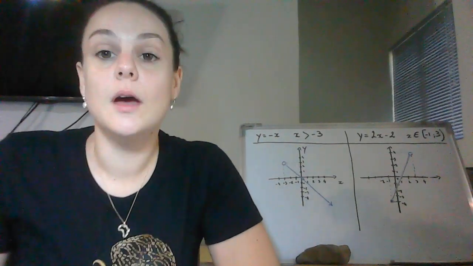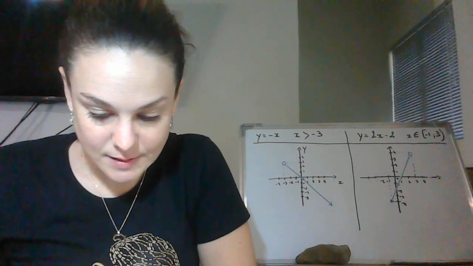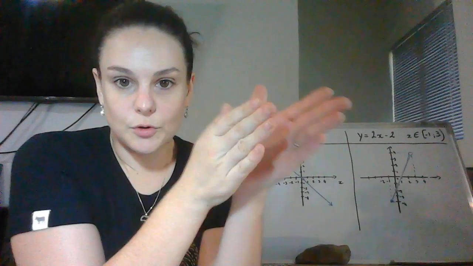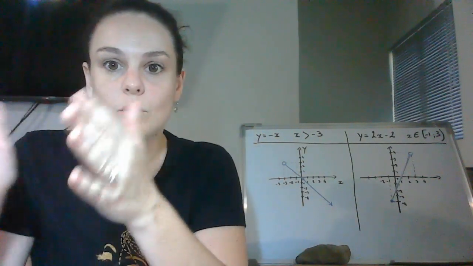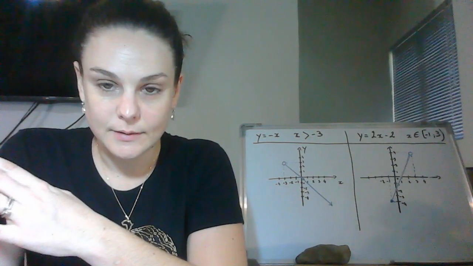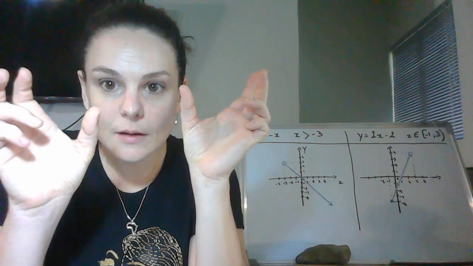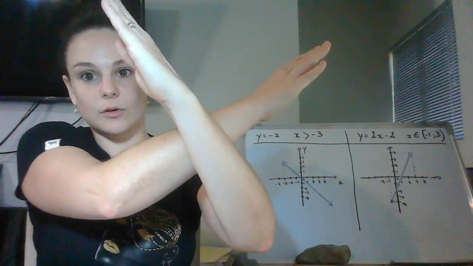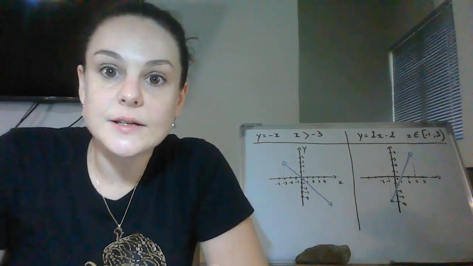Alright, now for the perpendicular line. Next point. Two lines are perpendicular if the gradient of the first one times the gradient of the second one equals minus 1. That means the two gradients are opposite. And if the two gradients are opposite, one goes up, the other one goes down, and they intersect at a 90-degree angle.